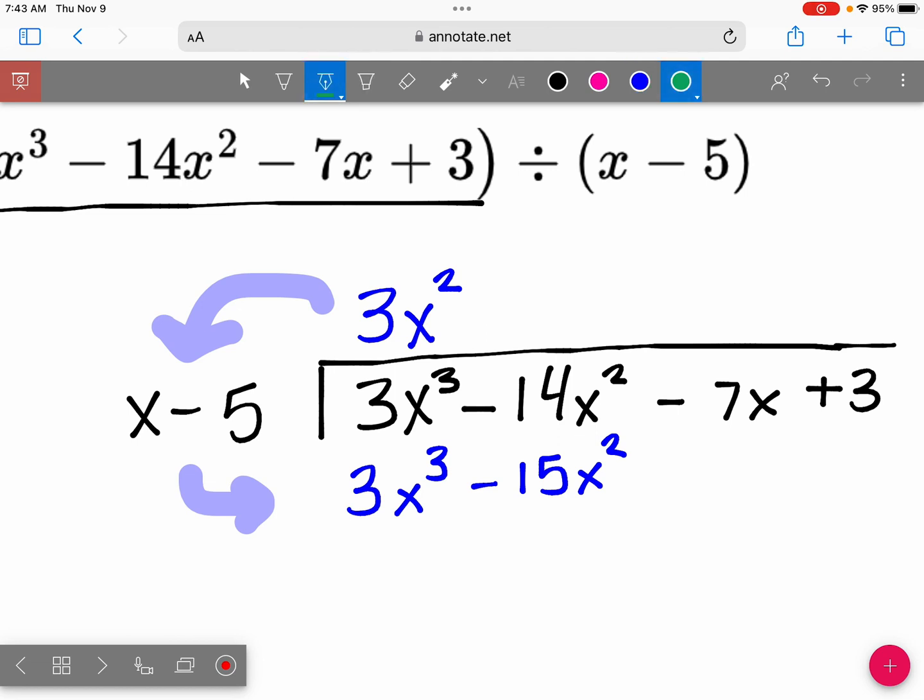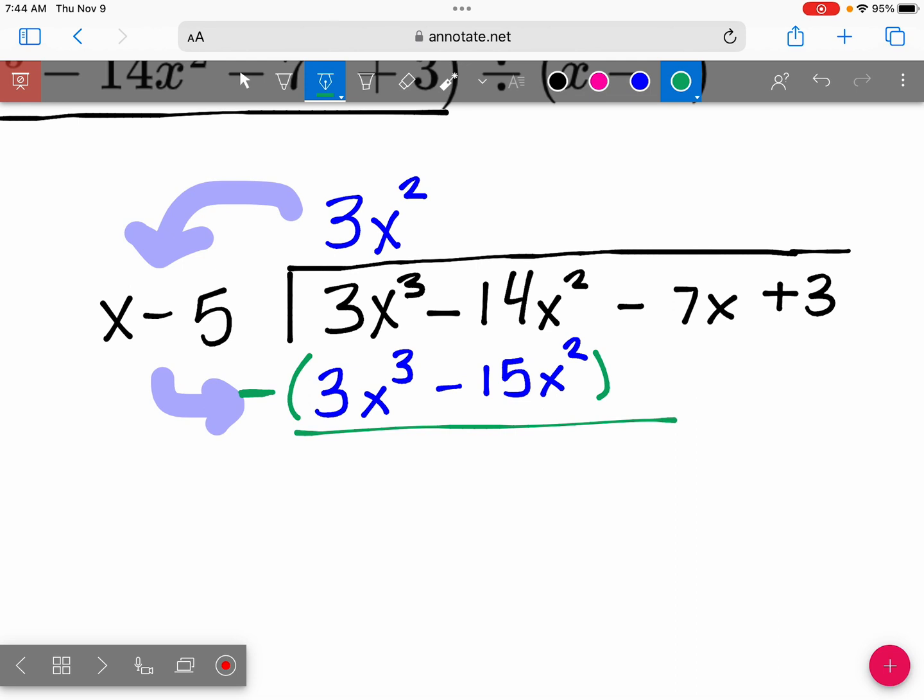Then we need to subtract the whole line. And this is where we need to be super careful sign-wise. 3x cubed minus 3x cubed cancels out and goes away. That is the whole point of it. And if it helps, you can write it as 0x cubed. Totally fine.